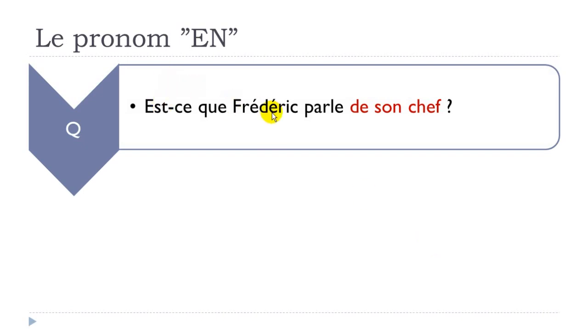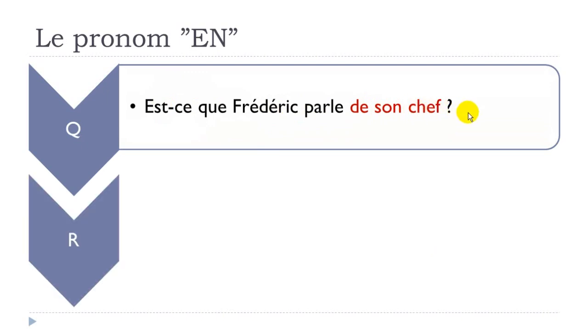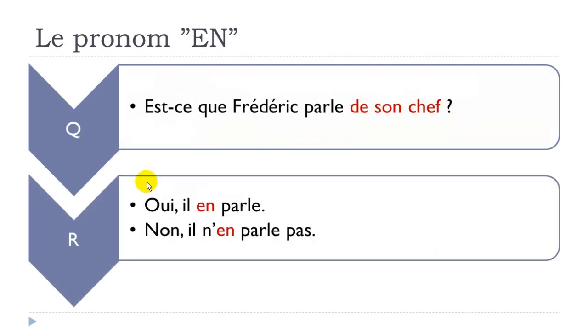Est-ce que Frédéric parle de son chef? Oui, il en parle. Non, il n'en parle pas. Okay, so same thing, same concept, just put it before the verb, okay? When you get the negative form, then you should take this e away from the first part of your negative form. Il n'en parle pas.